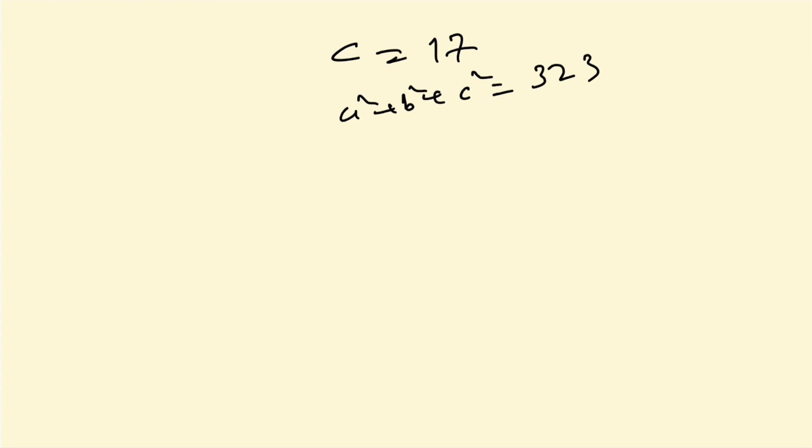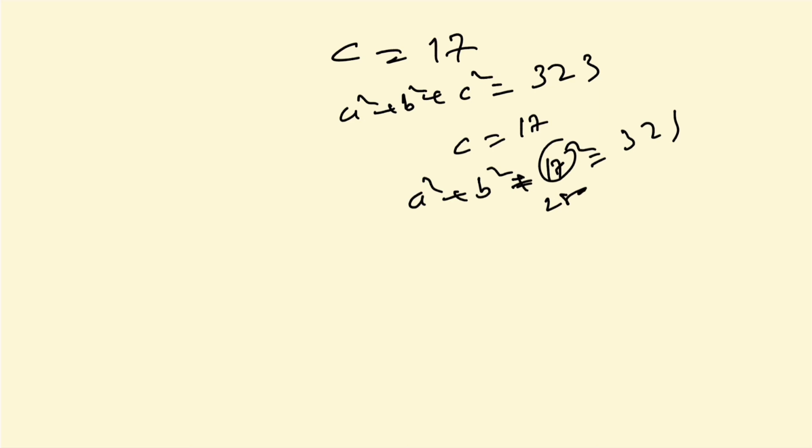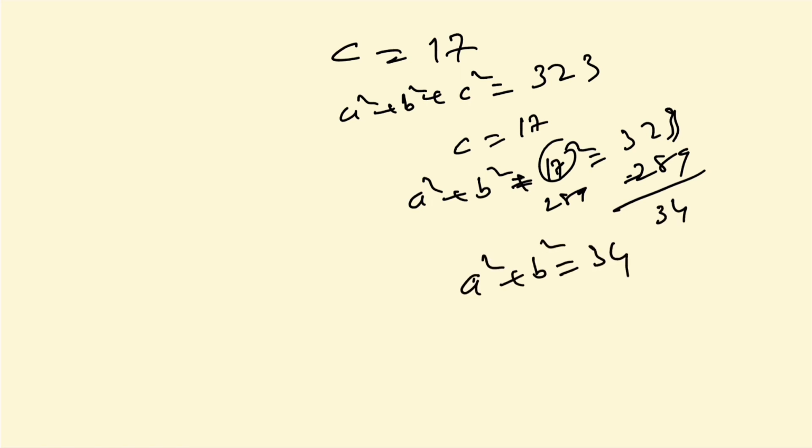Now if you substitute c is equal to 17 here, it becomes a square plus b square plus 17 square is equal to 323. 17 square means 289. If you subtract 289 here, it becomes a square plus b square is equal to 34. And they didn't give any extra information on how to find a and b. So hence we have to use the prediction method.